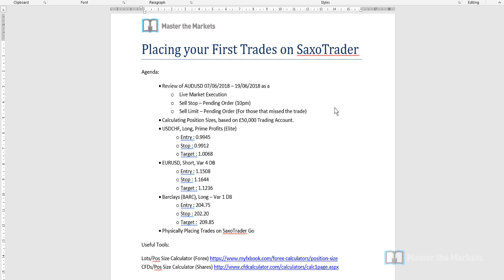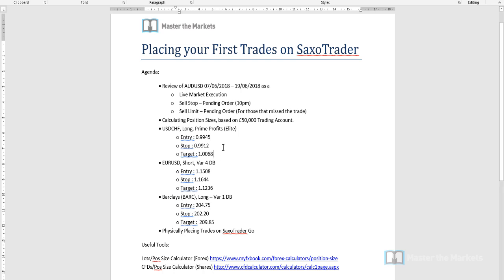So the next part is calculating position sizes based on a £50,000 trading account. We're going to start with this trade opportunity here. This is the dollar Swiss long on prime profits, of course one of the Vedanta Elite trading models. Very high-end model with supreme reward risks behind it. It's absolutely brilliant and genius the way that some of these models have been constructed to give us such high reward risk. Really gives us an edge in the market.